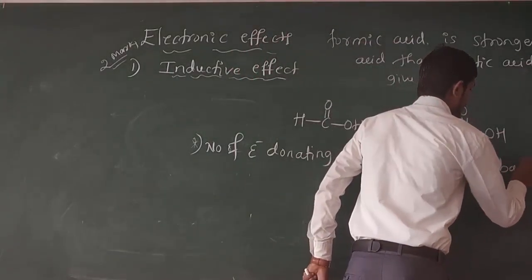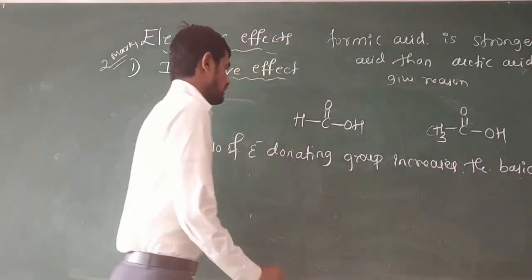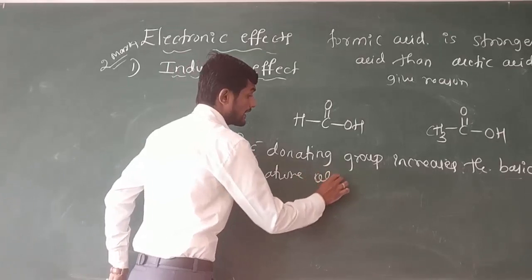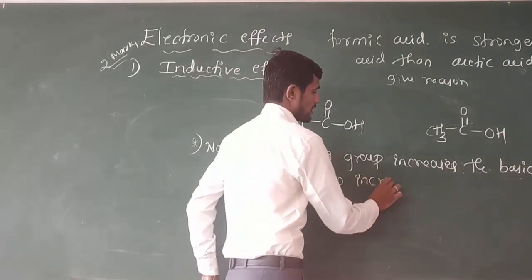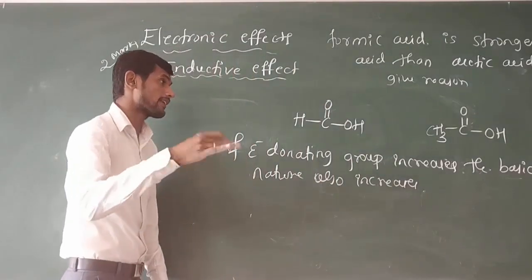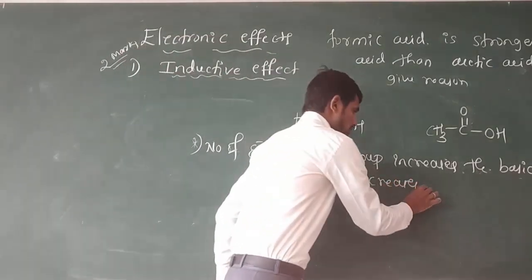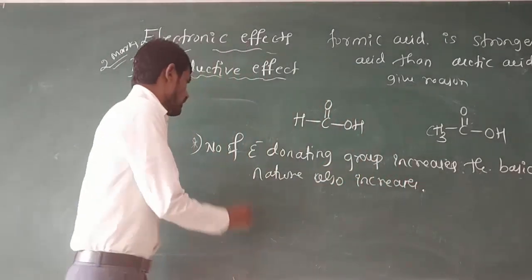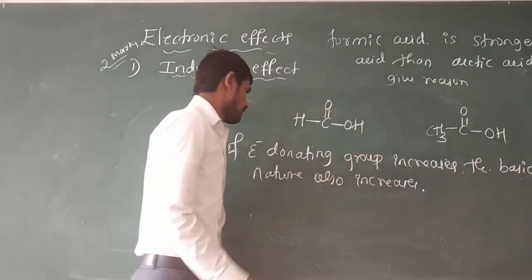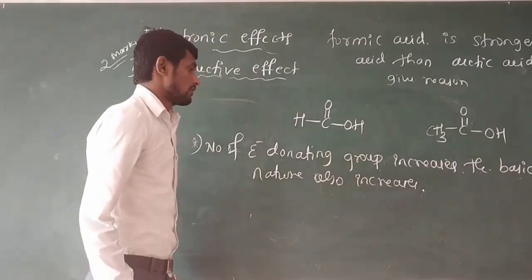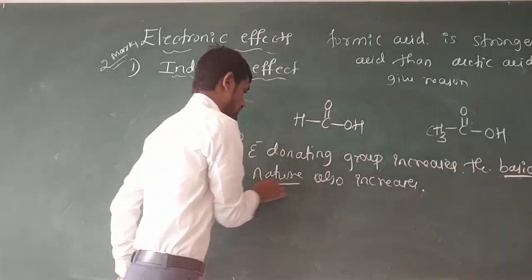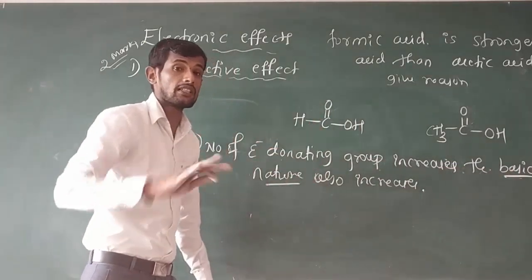The basic nature also increases. Basic nature also increases means automatically acidic nature decreases. Please remember this point. Number of electron donating groups increases, basic nature also increases. Remember, basic nature increases, it indicates the acidic nature decreases.